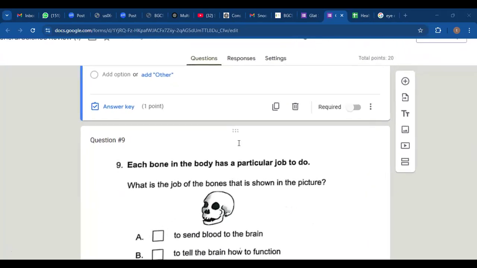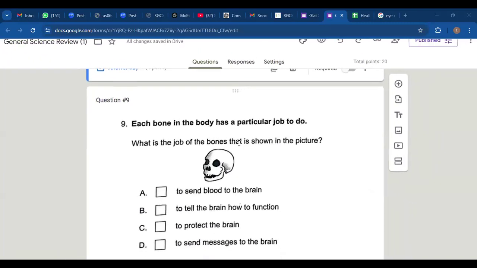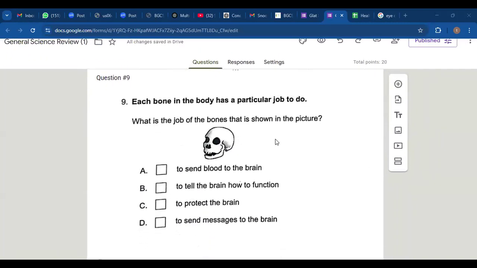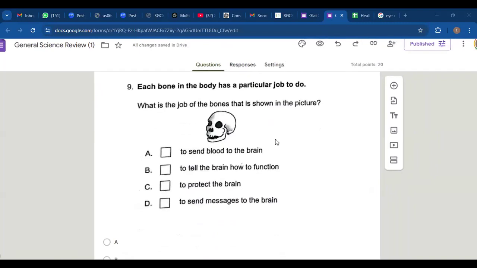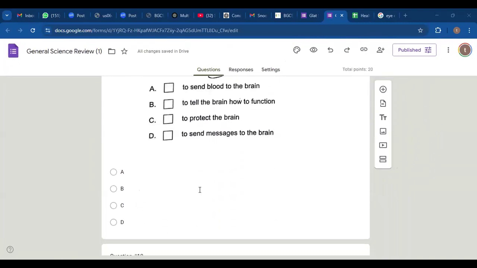Okay. Each bone in the body has a particular job to do. What is the job of the bones that is shown in the picture? Protect the brain. That's easy. To protect the brain. That's C.